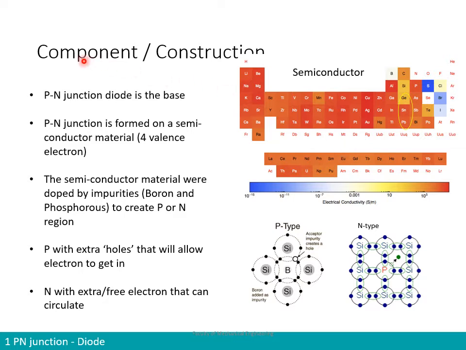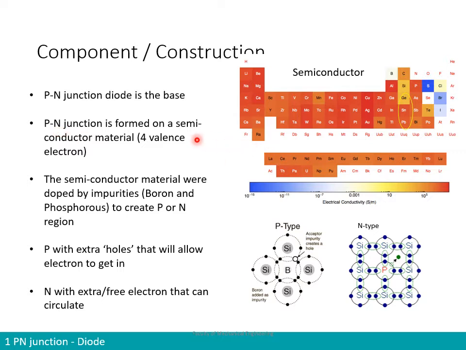So what is the basic component behind diodes? How do we construct a diode? A diode is basically a PN junction, formed using a semiconductor material. So what is a semiconductor material? A semiconductor material is basically a material that has 4 valence electrons. If you remember, 4 valence electrons means it has 4 electrons at the highest energy level, at the outermost shell of its electrons. P and N are different materials. One is P, one is N.